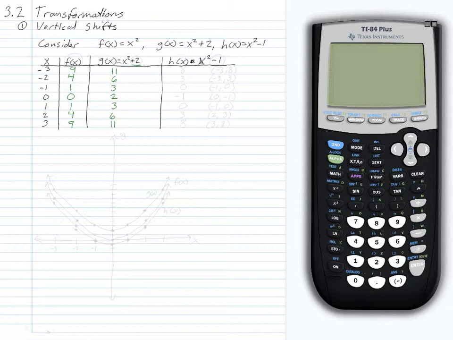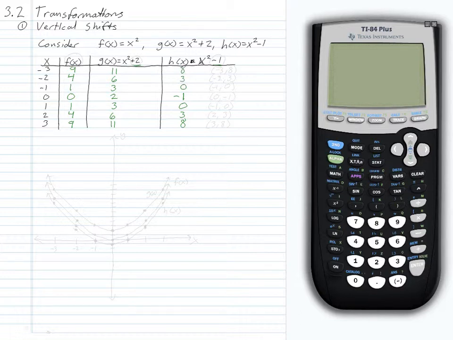We can do the same type of thing for the function h of x. In this case, we're going to subtract 1 from every x squared that we got originally. So 0 squared minus 1 would give us negative 1. 1 squared gave us 1 originally. If we subtract 1, that'll put us at 0. If we square 2, we get 4, and subtract 1 gives us 3. Squaring 3 gave us 9. Subtract 1 to get 8. And going in the other direction, we see similar behavior.